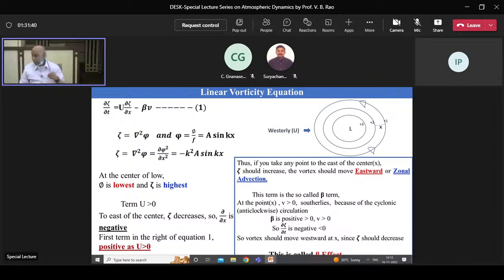How will it decrease if it moves from east to west? At x, if it moves from east to west, it becomes 3, 2, 1, 0, minus. So the beta term, pay attention, the beta term advances from the east to the west. This is the typical property of the Rossby wave. The Rossby waves by beta move from east to west. For example, in the case of the monsoon, the Indian monsoon, there is a source required, rainfall.